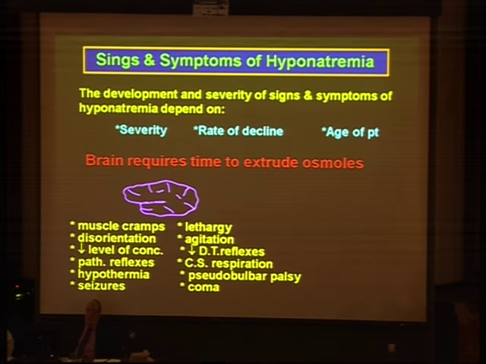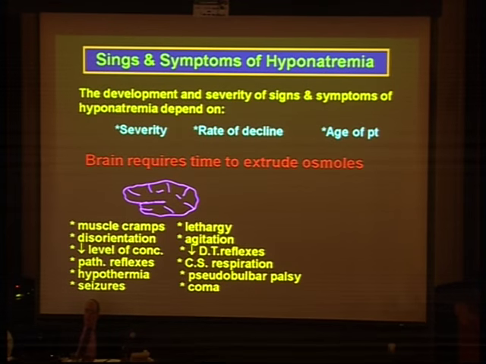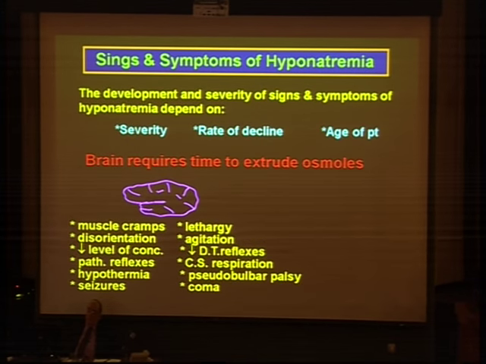So when a patient on dialysis develops any of these manifestations, and you think of having hyponatremia due to faulty dialysate composition, then you start to work energetically to improve that.